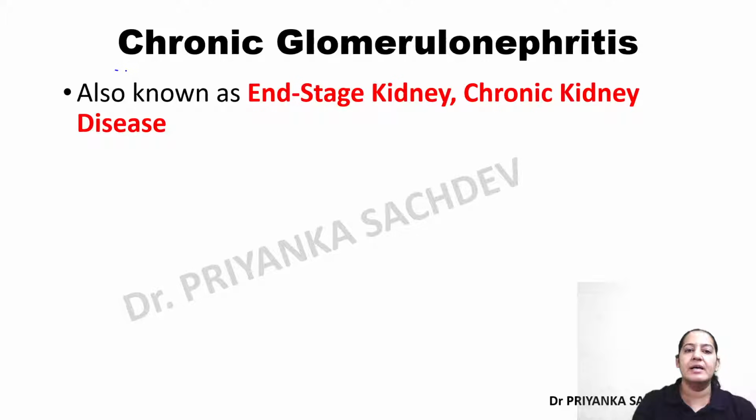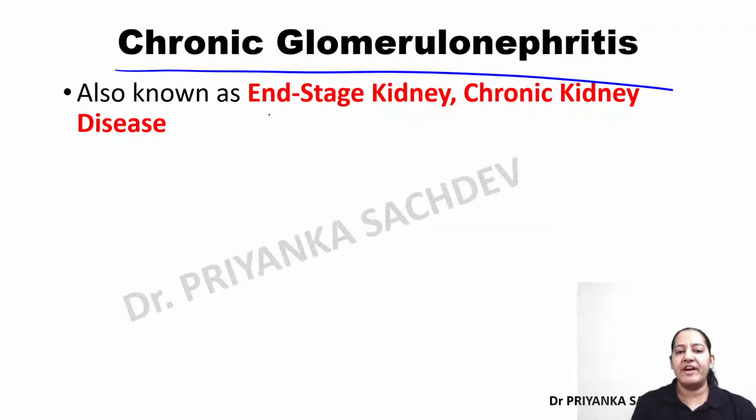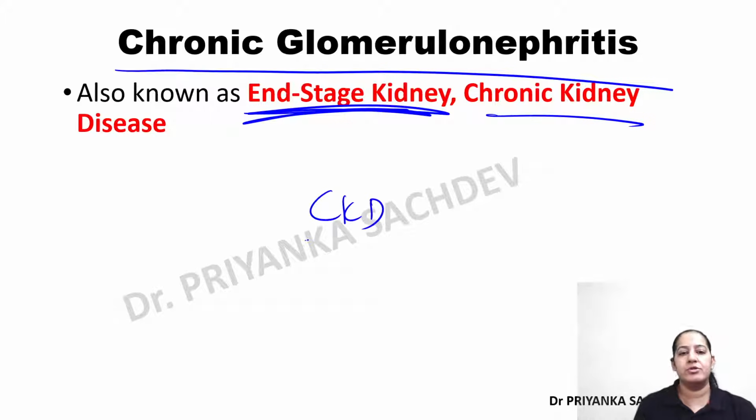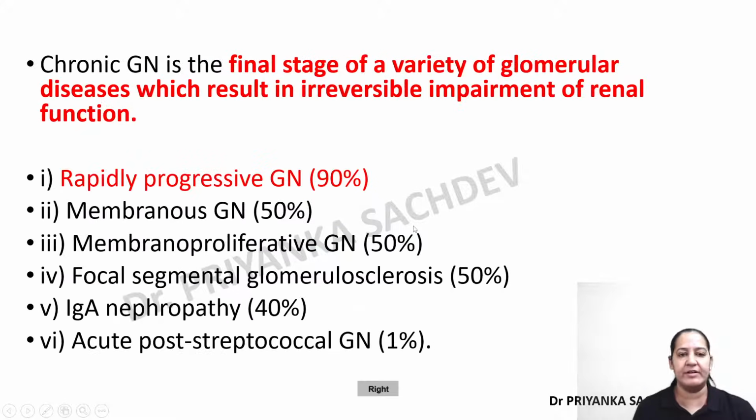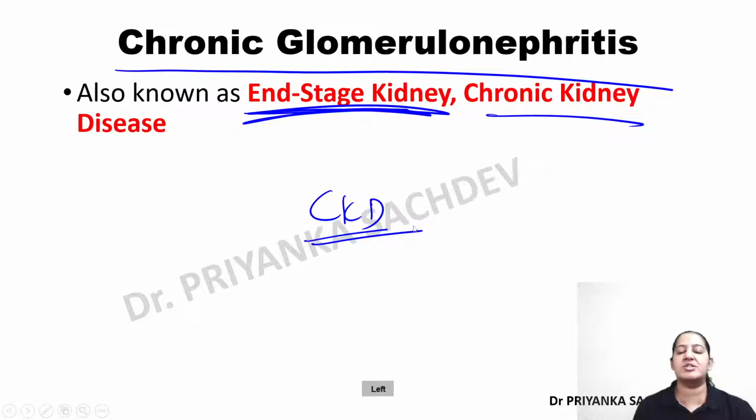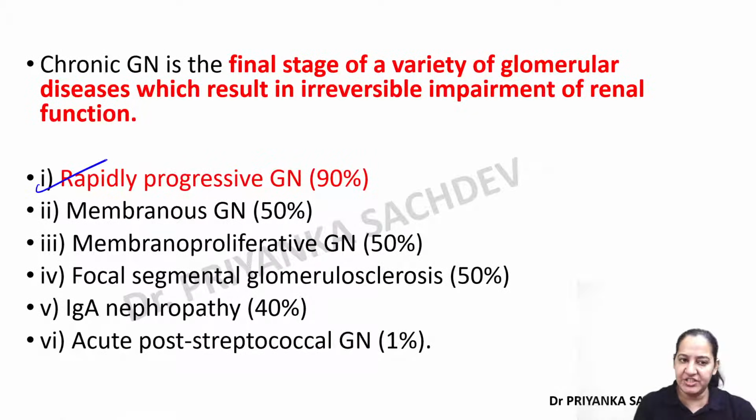Chronic glomerulonephritis is also known as end-stage kidney disease or chronic kidney disease, CKD. So one and the same thing. These are the other names given to that. Now there is no fixed diagram for that. It can result in RPGN.